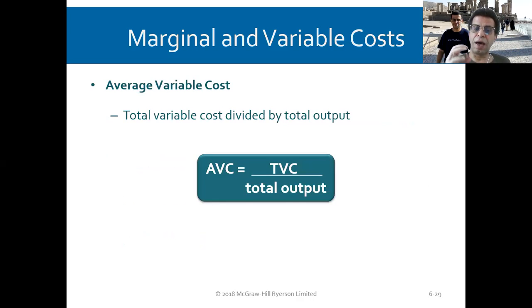How you do the average variable cost is basically total variable cost divided by total output. It's just how you do it. The average fixed cost is the total fixed cost divided by total output. And how you do the average total cost is you do the total cost divided by the total output.